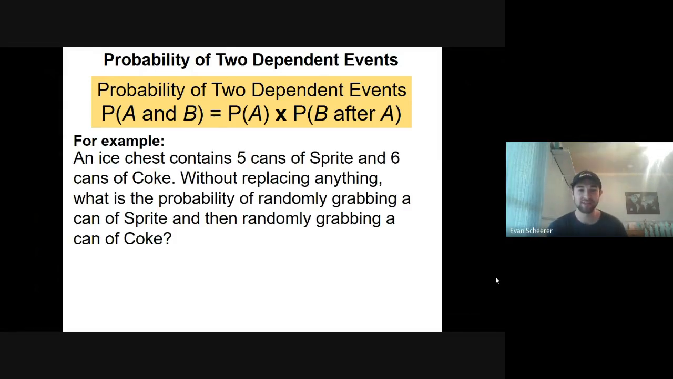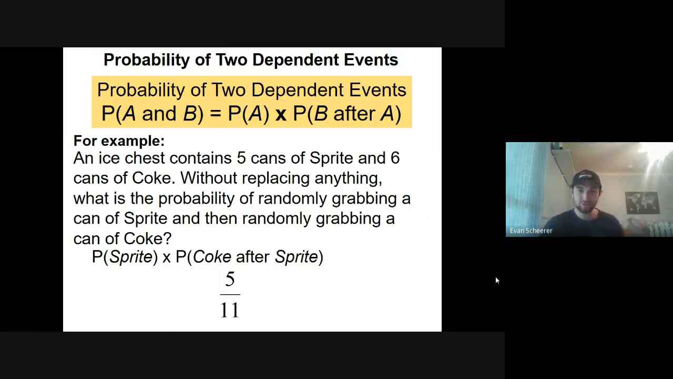An ice chest contains 5 cans of Sprite and 6 cans of Coke. Without replacing, what's the probability of randomly choosing a can of Sprite and then randomly choosing a can of Coke? So first, randomly choosing a Sprite. Well, there are 6 Sprites, right? Or there's 5 Sprites. So there's 5 Sprites and there's 6 Cokes, so there's 11 total. So you have a 5 in 11 chance of grabbing a Sprite.